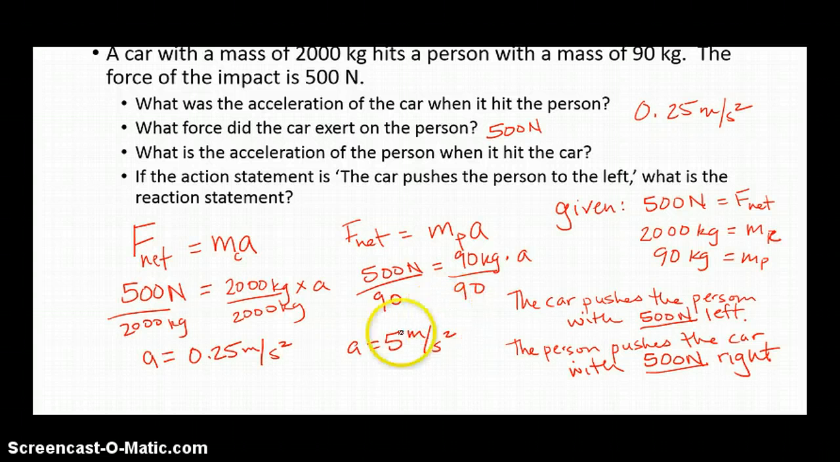You do see that the person, when he hits the car, will move faster than the car will move, just because the person has a lighter mass. So our answer to this question is 5 meters per second squared. That should give you the basic tools to work through the practice problems that I will be assigning for homework. Good luck.